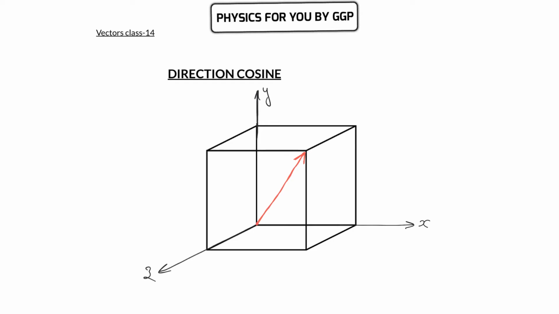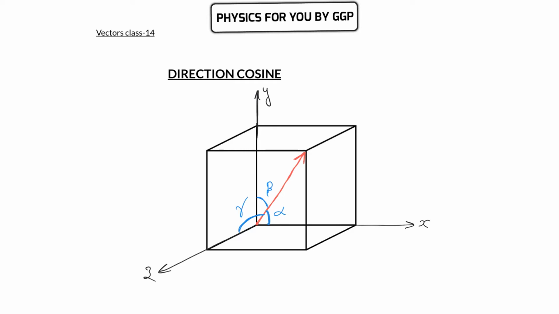Over here we can say that this vector is making some angle with respect to the x-axis, represented by alpha, and an angle beta with respect to the y-axis, and an angle gamma with respect to the z-axis. Actually it is in three dimensions, so we can imagine that it is making angles alpha, beta and gamma with respect to the x-axis, y-axis and z-axis respectively. Then cos alpha, cos beta and cos gamma are known as its direction cosines.